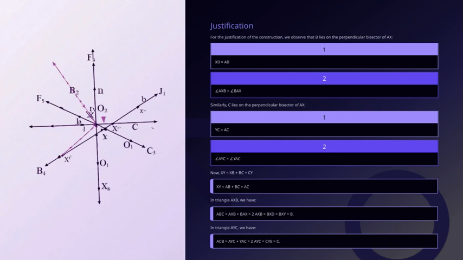Similarly, we see that point C lies on the perpendicular bisector of segment AY. Since angles AXB and BAX are equal, it follows that XB equals AB. This symmetry explains why point B lies on the perpendicular bisector of AX, which is fundamental for our construction. Finally, for the justification of this construction, we observe that B lying on the perpendicular bisector of AX ensures the equalities we've discussed. It confirms that our geometric setup is consistent and that the points are positioned correctly to satisfy these conditions.